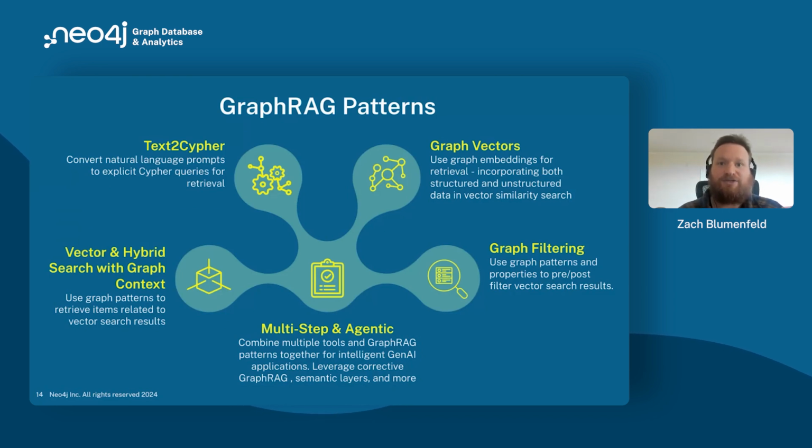Everything from vector and hybrid search with additional graph traversals for context, which we're going to be focusing a lot on today. But there's other patterns that we may not have time to cover today, including things like text to Cypher, which is taking a user question and converting it over into a graph traversal, basically. There's graph vectors, where we can use graph data science to create vectors from structured data in the graph. Graph filtering, so different pre and post filtering patterns that we can use with graph. And of course, all of this can be used in multi-step and agentic workflows as well.